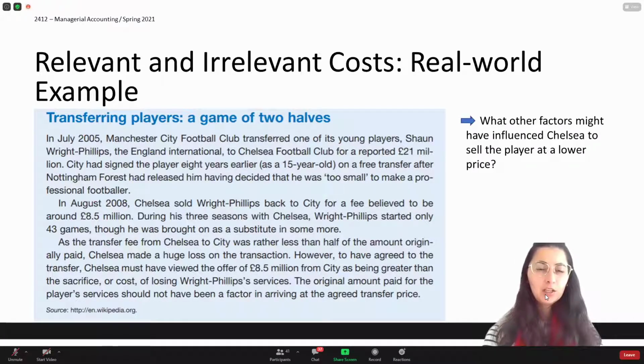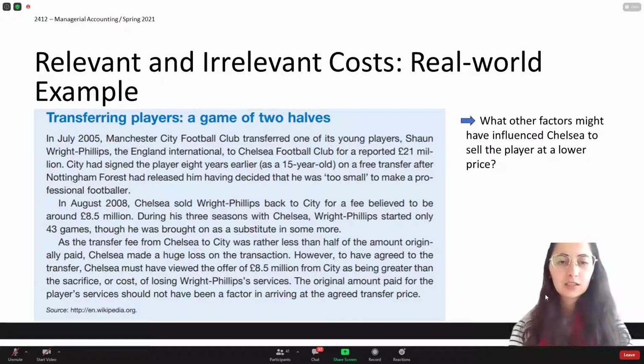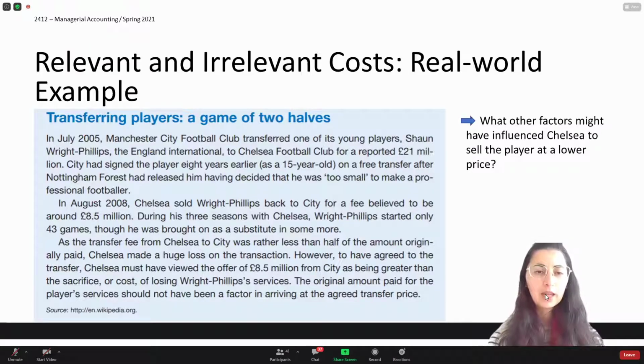In July 2005, Manchester City transferred one of its young players, Shaun Wright-Phillips, the England international, to Chelsea for £21 million. City had signed the player 8 years earlier, when he was 15 years old, on a free transfer after Nottingham Forest had released him, having decided that he was too small to make a professional footballer. In 2008, Chelsea sold the player back to City for a fee believed to be around 8.5.